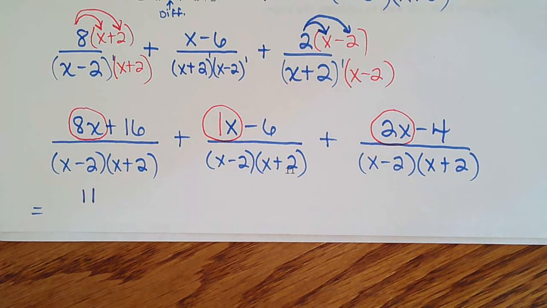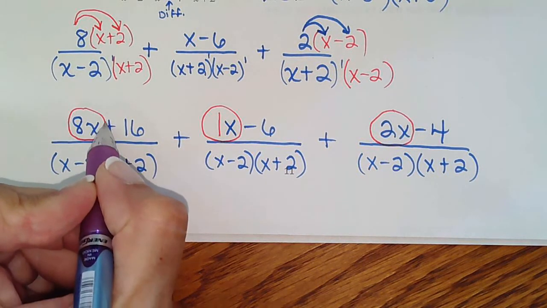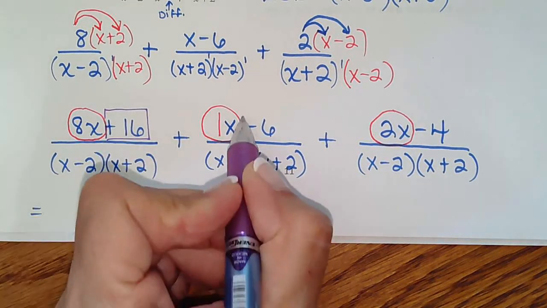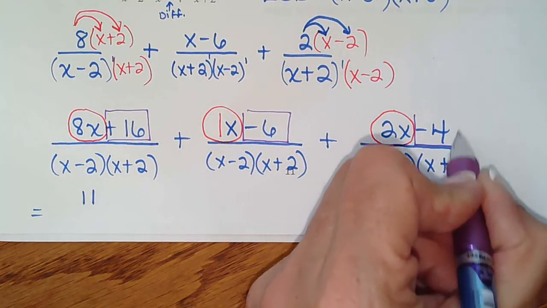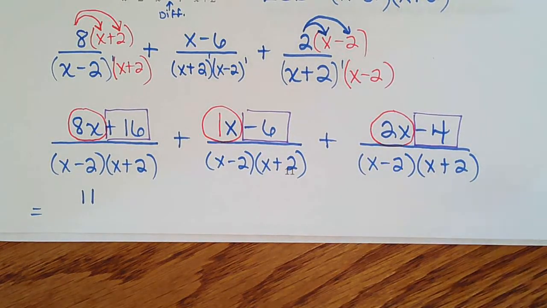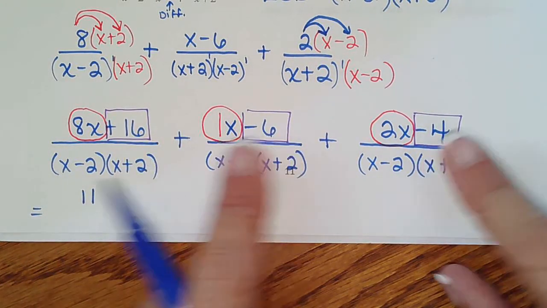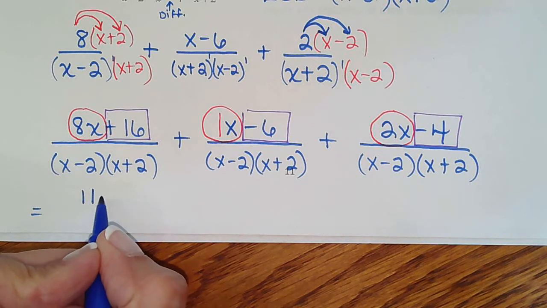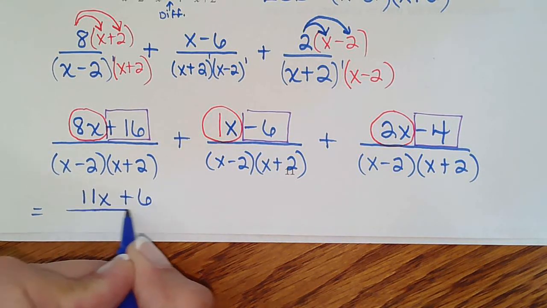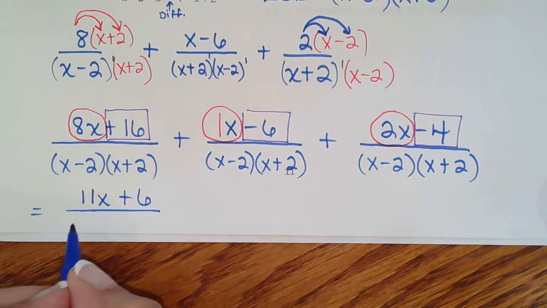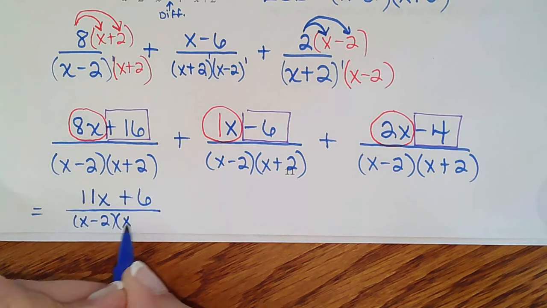Now we have to combine the constants. So we have 16 minus 6, which is 10, minus 4, which is 6. So that's a positive 6, because 16 minus 10 is positive 6. So 11x plus 6 over the common denominator, x minus 2, x plus 2.